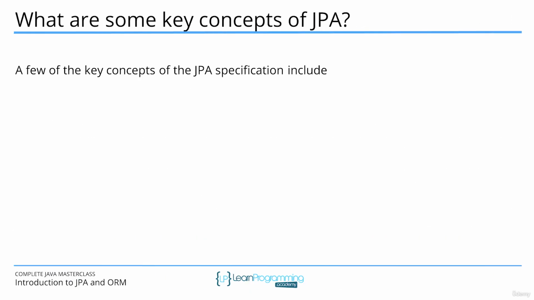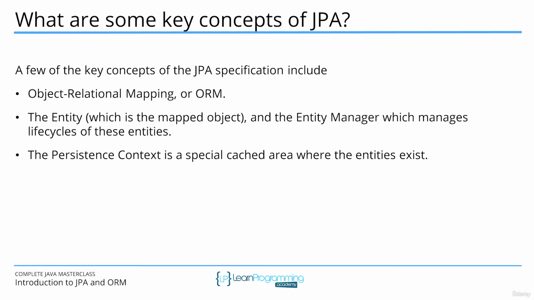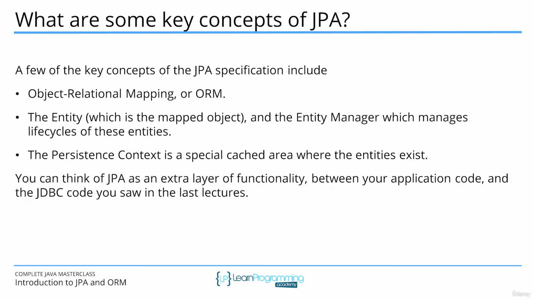A few of the key concepts of the JPA specification include a technique known as Object Relational Mapping, or ORM, the entity, which is the mapped object, and the entity manager, which manages life cycles of these entities. The persistence context is a special cached area where the entities exist. You can think of JPA as an extra layer of functionality between your application code and the JDBC code you saw in the last lectures.